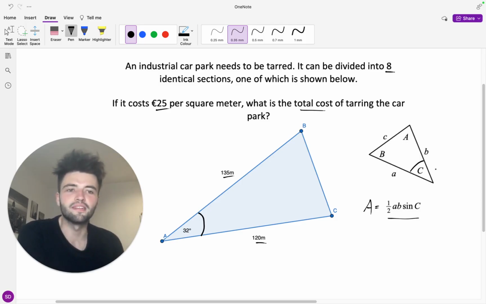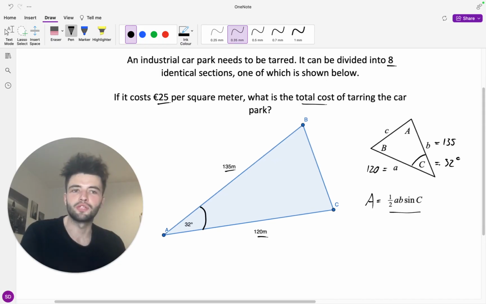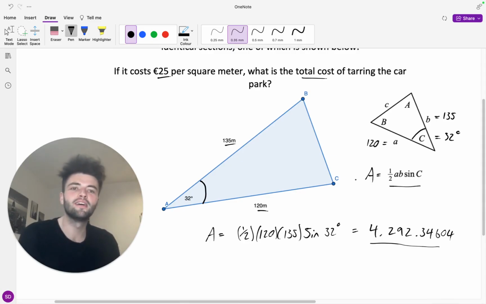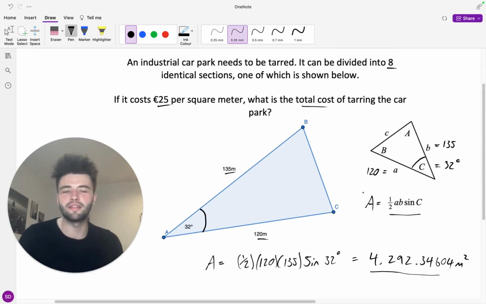So in our case the angle C is going to be equal to 32 degrees, and then the sides A and B are going to be 120 and 135 respectively. So now we can just plug these numbers into our formula to first of all find the area of just one of the sections. And so when we plug those numbers in, we're going to get an answer of 4,292.34604. And so that's going to be in metres squared. So that's just going to be the area of one of these segments, again using our side lengths and the angle and using the formula for the area of a triangle in our log tables.